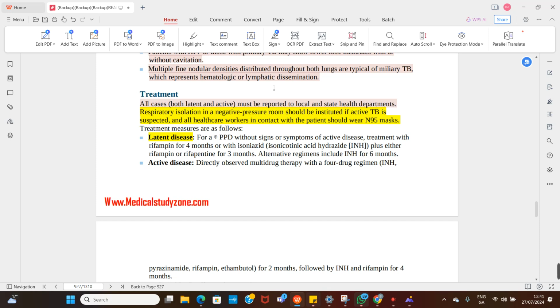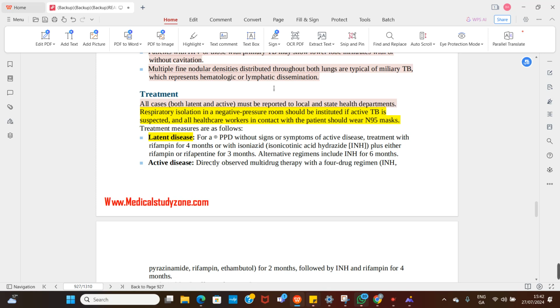Put them in a negative pressure room and ensure that any health worker entering their room is wearing an N95 mask, because being in a negative pressure room doesn't mean you can't get it. All the droplets will be confined to that room, and if you are inhaling naturally in that room, you will develop this too. So protect yourself by using your N95 masks.